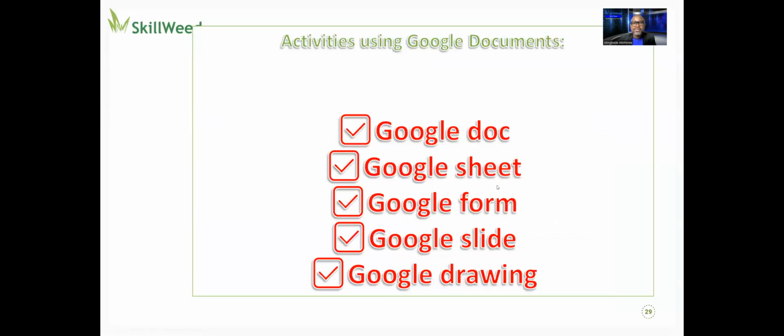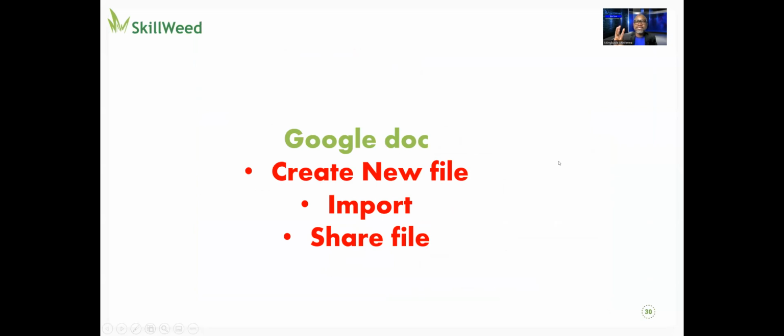All right, cool. So here's the exciting part of it. Now we're going to go into the activities and live documentation. Guys, flow with me. Let's run together. Let's act together. This is the exciting part of everything we've talked about so far, because this is really the meat of everything we're talking about. Let's start with the first one. The first one is going to be Google Doc. 3 things I want us to do: we're going to create a new file, import, and share the file.